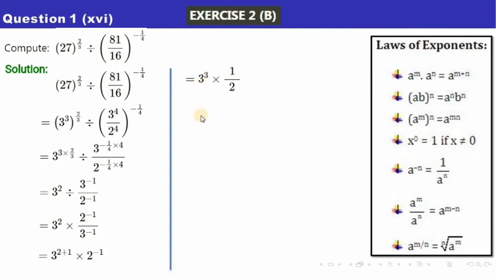Now 3 cube means 3 into 3 into 3 divided by 2. So this is 27 by 2. And when you convert this fraction into a mixed fraction, you get 13 and a half. So this is your answer for this particular question. You may pause the video and note down the solution.